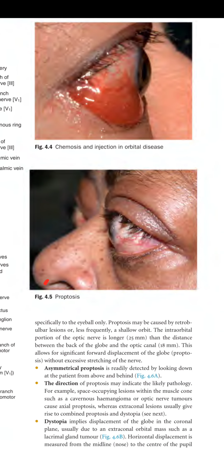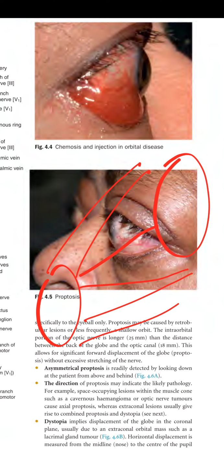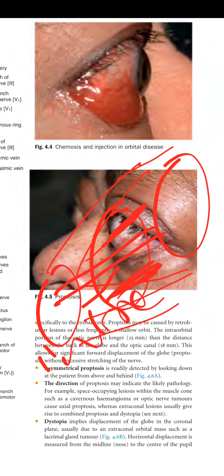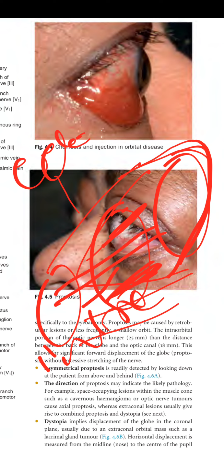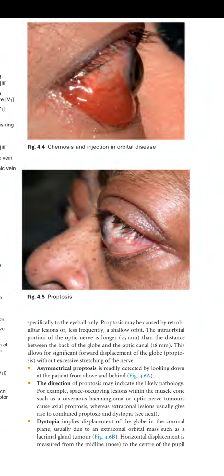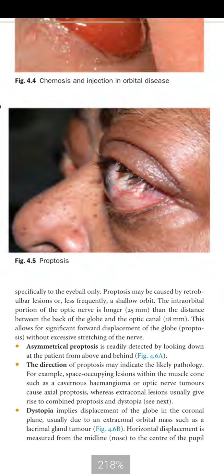So there is the common tendon ring and any lesion, and there is an eyeball through which the optic nerve passes. So whenever there is a lesion that is between the muscles, which is called the intraconal lesion, there will be the axial proptosis, meaning the eyeball will be just protruded in the straight direction. Whereas in cases of extraconal mass, there will be the proptosis as well as dystopia, meaning the eyeball can go down or up as well. So one of the very common axial proptosis is cavernous hemangioma, which is an intraconal mass.